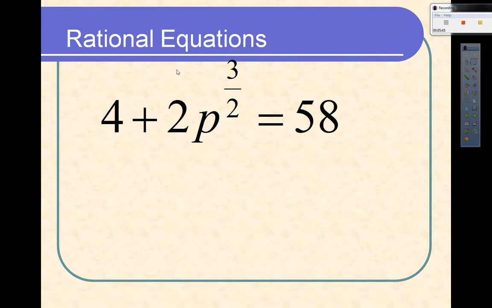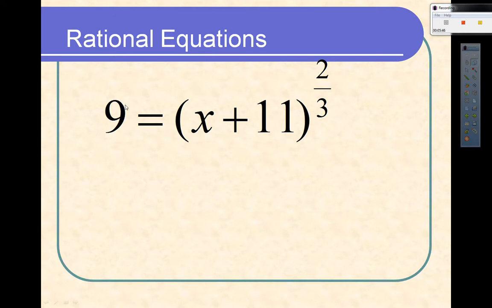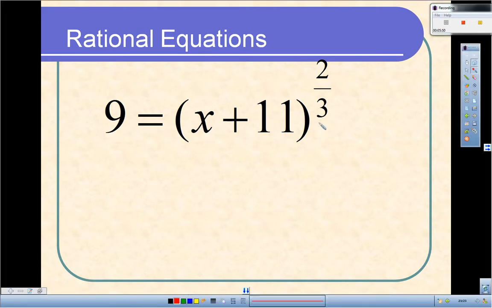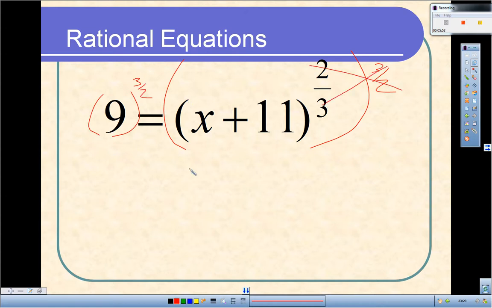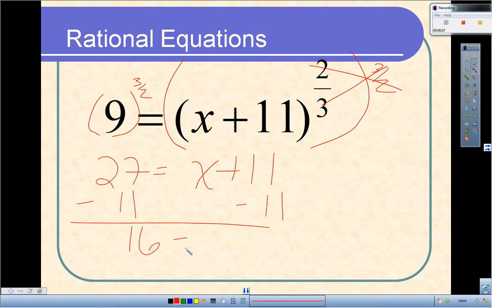Alright, for the last one, I have x plus 11 raised to the 2/3. Notice that x is my variable. It's raised to the 2/3 power. It's in parentheses. First thing I need to do is get rid of those parentheses, so raise it to its reciprocal. The reciprocal and its power cross out. That leaves me x plus 11. 9 to the 3/2 power is 27. Solve this for x by subtracting 11. That gives me 16 as my answer.